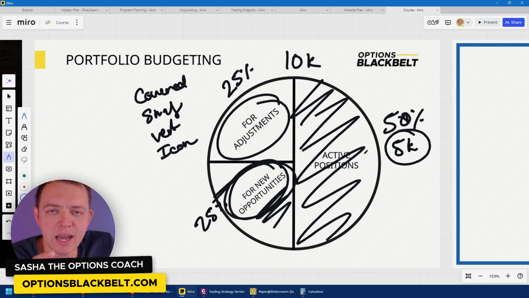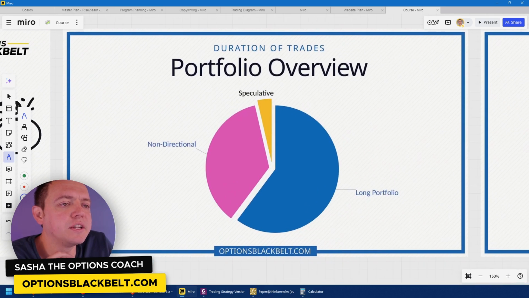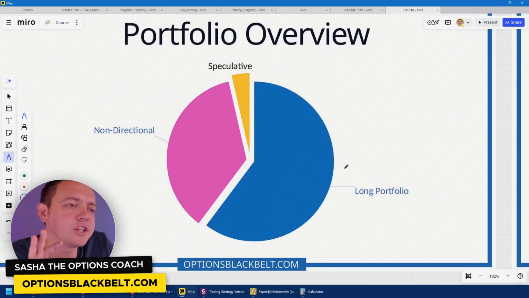Now, obviously, in the active positions, you could have multiple strategies. There could be multiple iron condors, butterflies, verticals, single options, whatever you're doing. That's irrelevant. The point is these are continuously active positions that you repeat on a week-to-week, month-to-month basis.